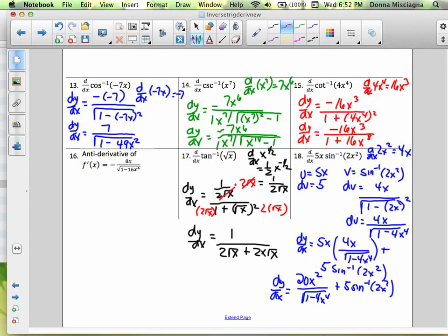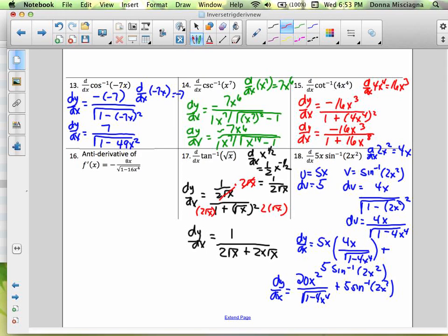negative 8x over the square root of 1 minus 16x to the 4th. This one looks a lot like most of the other ones we've done, huh? Where we had a square root of 1 minus something squared. But this time it's negative. Well, which one of those is negative? That's arc cos. Right? So arc sine and arc cos look an awful lot alike. They're the exact same formula, except for the sign.